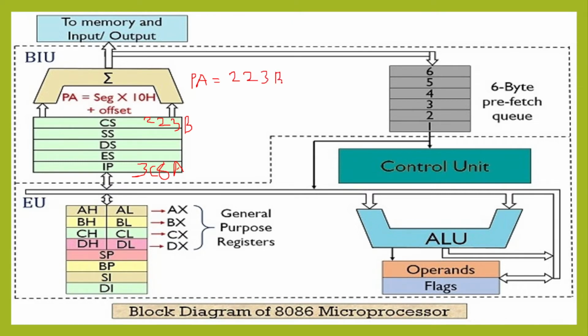223B into 10 means the 0 is added after. Now we have to add this IP. IP is 3C8A. So add now: A plus 0 is A, B plus 8. B is 11, 11 plus 8 is 19.